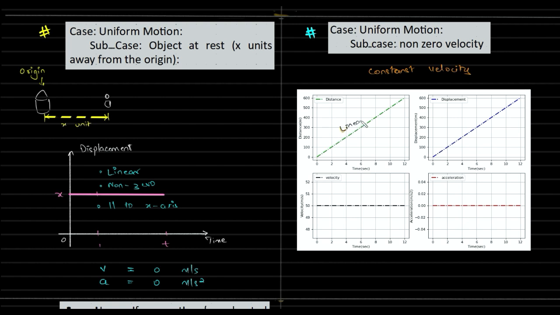What does it mean? It's a straight line. This is linear, which is parallel to x-axis. And this is non-zero, that it has a value which can be either positive or negative. And this is 0, because again, it's constant velocity, so there's no acceleration.